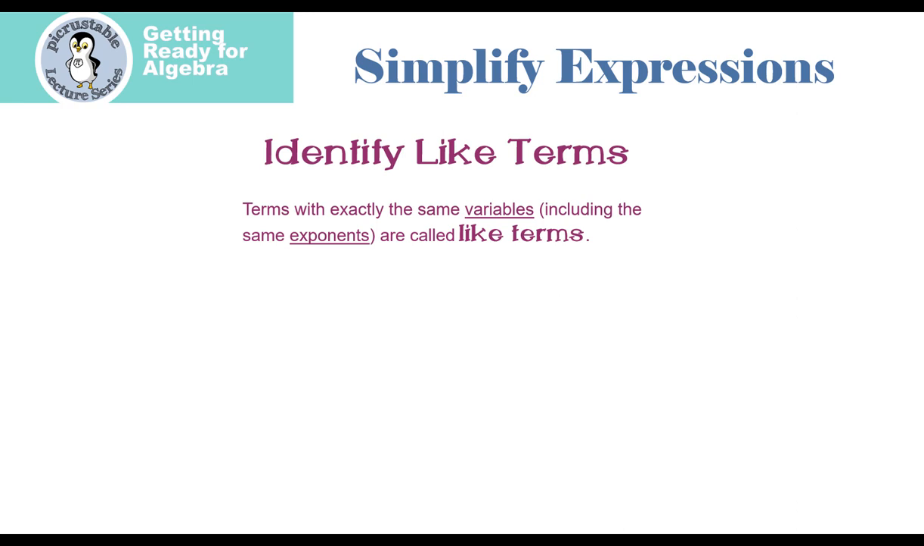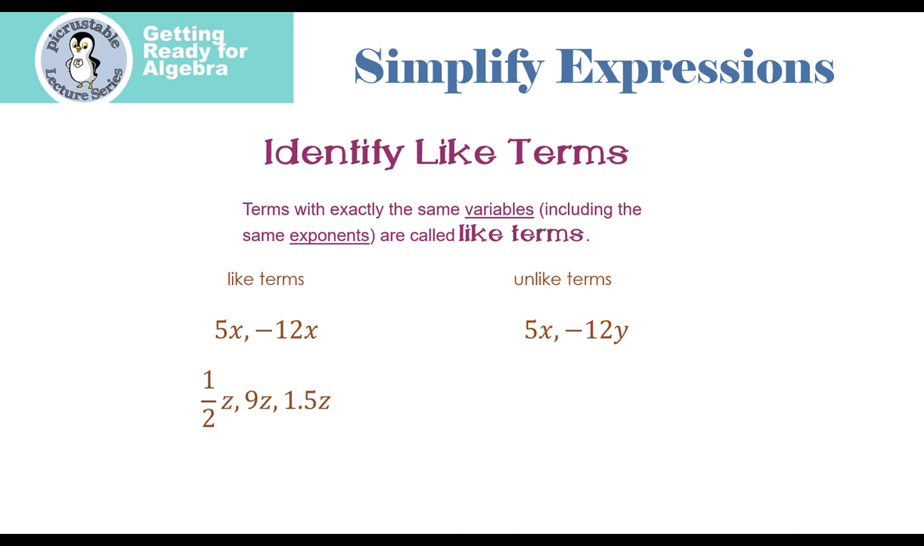Terms with exactly the same variables, including the same exponents, are called like terms. Let me show you some examples of like terms. 5x and -12x. We don't care about the coefficient. We're just looking at the variables. They're both x's and they're both to the first power. So those are like terms. Let me give you an example of unlike terms. 5x and -12y. Remember, we don't care about the coefficients, but we do care about the variables. Since I have an x and a y, they're not the same, so these are unlike terms.